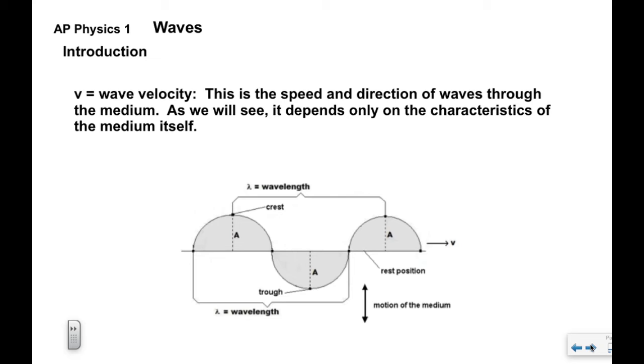So v is the wave velocity, again the speed and direction of the waves through the medium. This is a property of the medium itself and not necessarily of the waves. So the medium itself will have a characteristic wave speed.